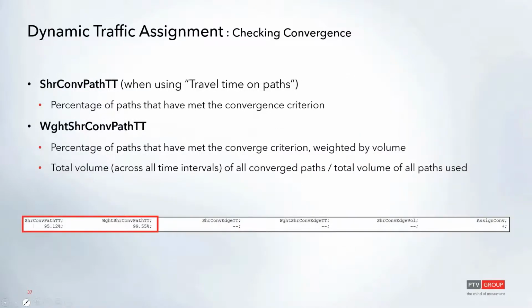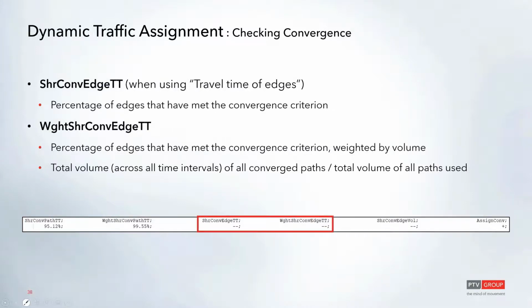And then at the very bottom, we have another couple of lines here that tell us about the overall convergence criteria. So depending on which option you have selected, you'll have data displayed down here. So in this case, I was using the travel time on paths option. And you'll see here that the first two settings have to do with the percentage of paths that met that convergence criteria. And then you can also see this percentage weighted by volume.